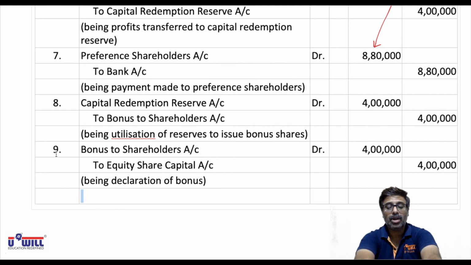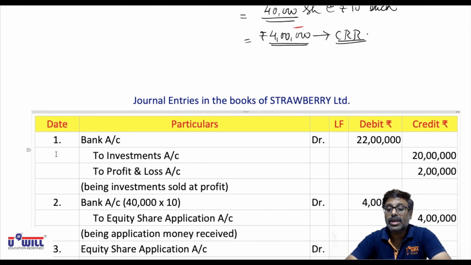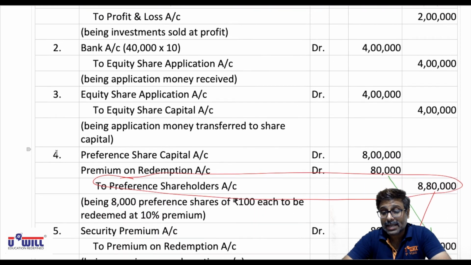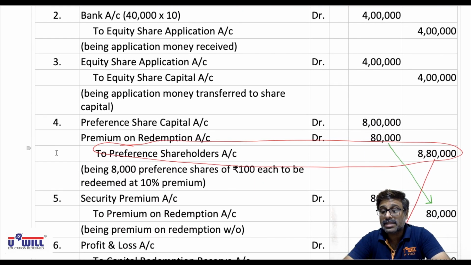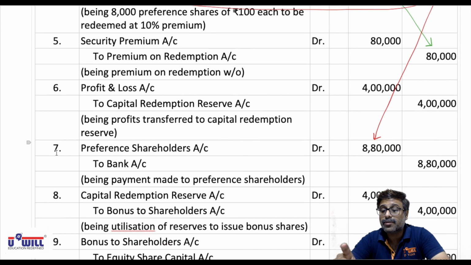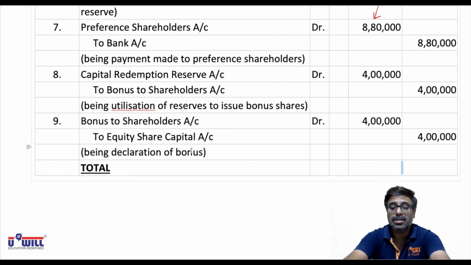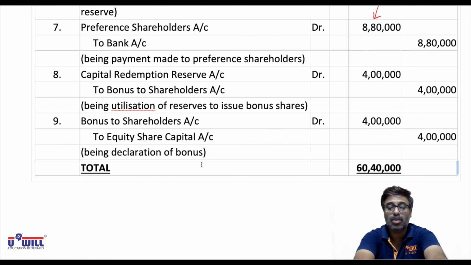Now the final total will be, all of you do it in the calculator: 22 lakhs plus 4 lakhs, 26 lakhs plus 4 lakhs, 30 lakhs plus 8 lakh, 38 lakh 80,000 plus 80,000, 39 lakh 60 plus 4, 43 lakh 60 plus 8, 51 60 plus 80, 52 40 plus 8, 60 lakhs 40,000. Okay, 60 lakhs 40,000 must be the total of the balance sheet, or whatever it comes. All of you must be able to do it on your own.